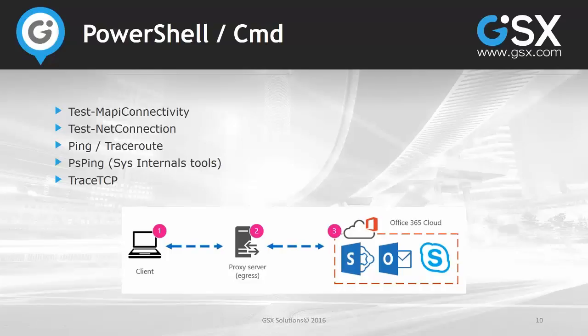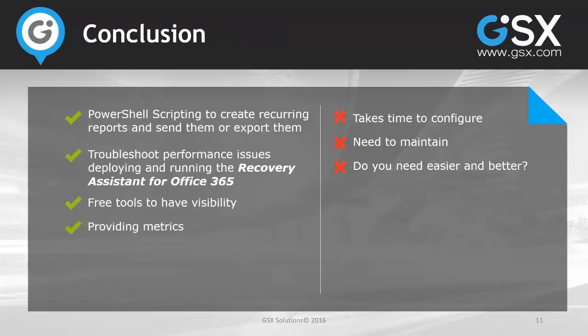So, a quick conclusion about what we've seen. As you can see, there are some tools available. You can do some scripting if you need to do recurring reports on that performance and find ways to send them or export them. It needs a little bit of manual programming or scripting, but it's doable. This is helpful, and using those tools is really good for troubleshooting performance issues when you deploy that Recovery Assistant from multiple locations. Of course, they're free, so that's a good point.